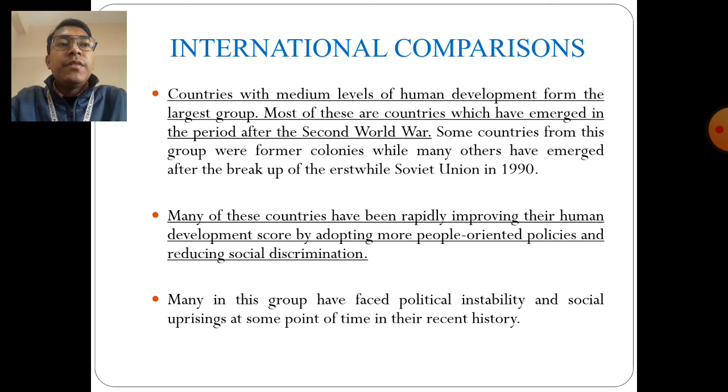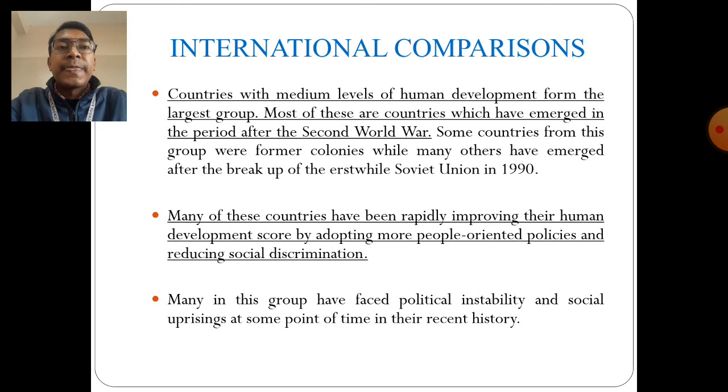Countries with medium level of human development form the largest group. So basically, you will see that a majority of the countries, a larger number of the countries, are placed in the medium level of human development, and most of these countries have emerged in the period after the Second World War, meaning they got independence after the Second World War. Some countries from this group were former colonies, while many others have emerged after the breakup of the erstwhile Soviet Union in 1990. India is one such country which has been placed in this medium level of human development.